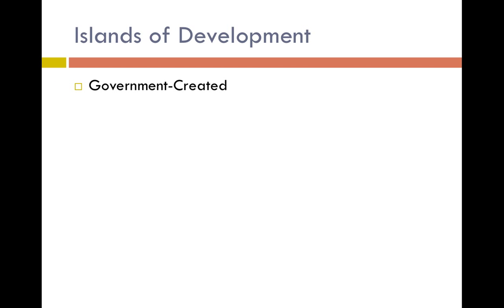Some examples, because we love examples in AP Human Geo, of a government-created island of development would be Putrajaya, I don't even know if I'm saying that correctly, in Malaysia. It's actually replacing their former capital, which was Kuala Lumpur, and it's about 25 miles south. They did this purposefully to show Malaysia's rapid development, and they wanted to show off that they were a very modern and high-tech country. So they moved the capital 25 miles south from Kuala Lumpur to Putrajaya.